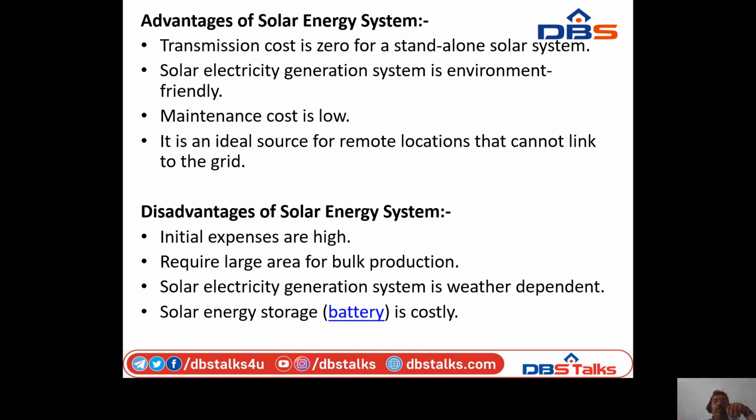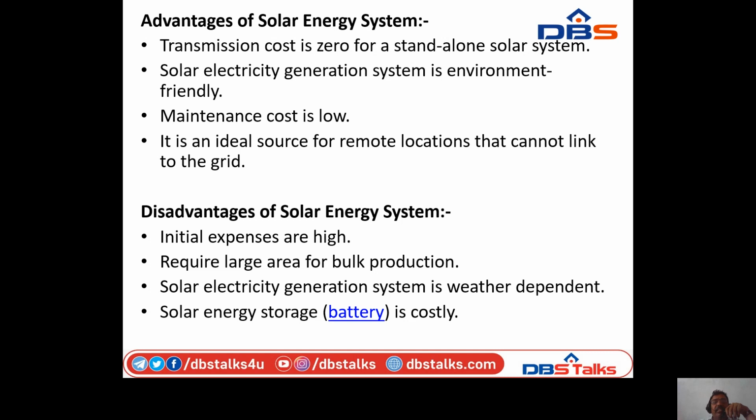Advantages of the solar energy system: transmission cost is zero for a stand-alone solar system. Solar electricity generation system is environment-friendly. Maintenance cost is low. It is an ideal source for remote locations that can link to the grid.